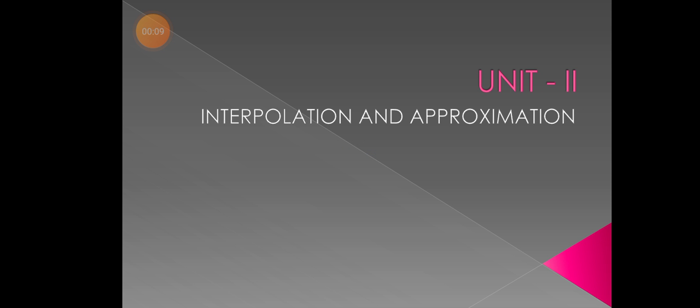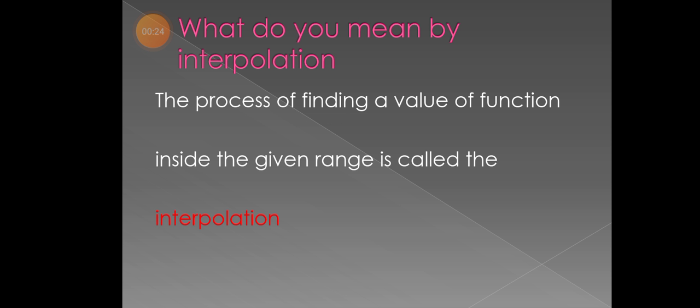Today we are going to see Unit 2, Interpolation and Approximation. First, you have to know what interpolation is. The process of finding a value of a function inside the given range is called interpolation. For example, if we want to find a value of a function, there will be some limit, called a range, from where to where. That is called interpolation.